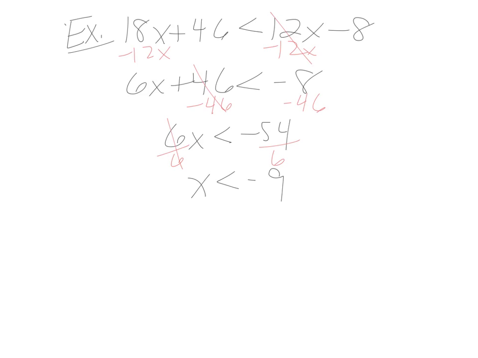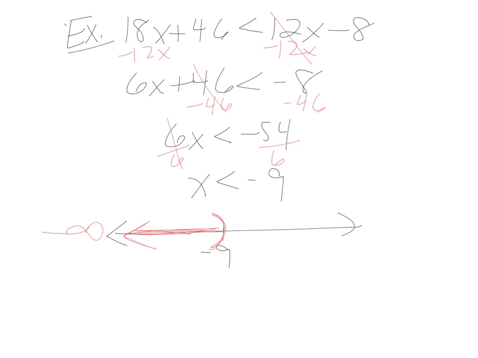So that's the solution. Now let's graph it on a number line. -9, x is less than -9, so everything less than -9 would be to the left, going forever towards negative infinity. There is no equal to on my less than, so I put a parenthesis on -9.